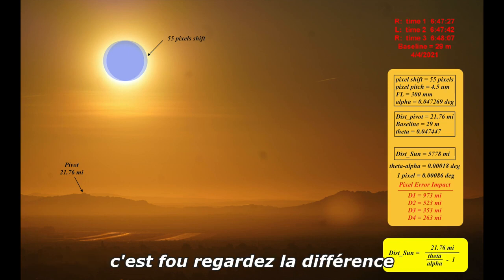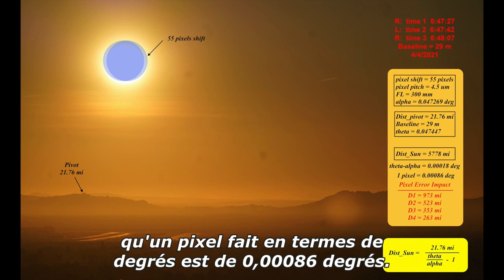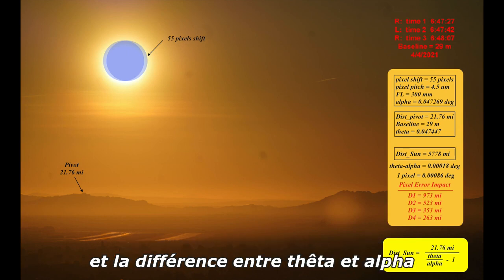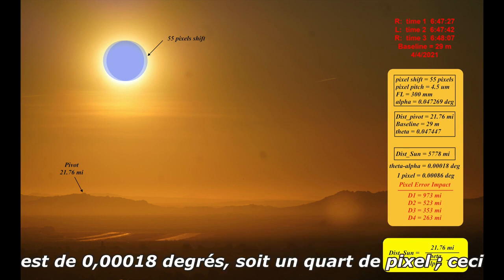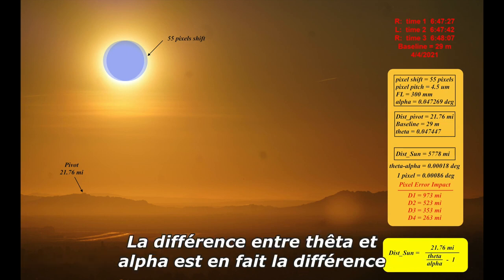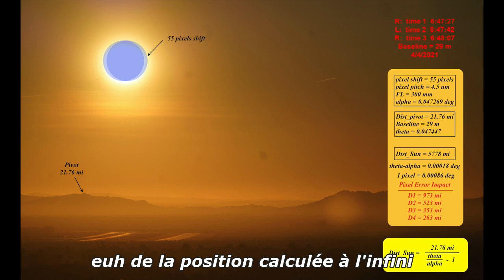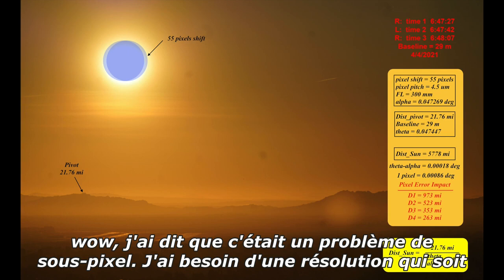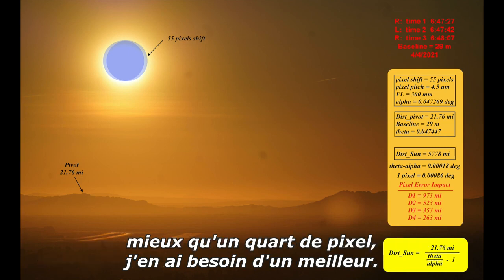Looking at the difference that 1 pixel makes in terms of degrees, it is 0.00086 degrees. And the difference between theta and alpha is 0.00018 degrees. It's a quarter of a pixel. This difference between theta and alpha is actually the difference from the calculated position to infinity. Wow, I said, this is a sub-pixel problem. I need a resolution that's better than 1/4 of a pixel.